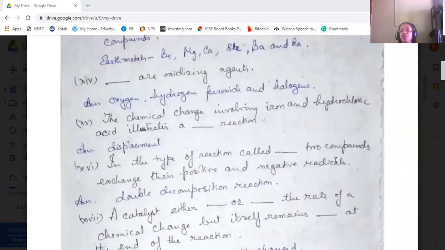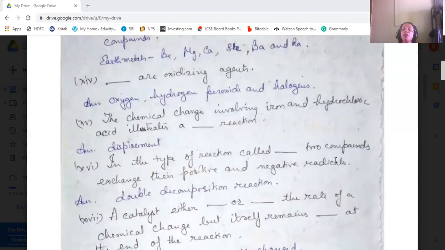Then the chemical change involving iron and hydrochloric acid illustrates a displacement reaction. Iron reacting with hydrochloric acid will displace hydrogen from hydrochloric acid. So it's a displacement reaction.